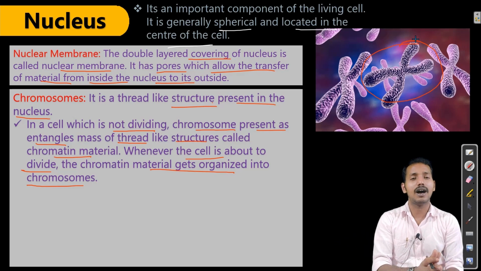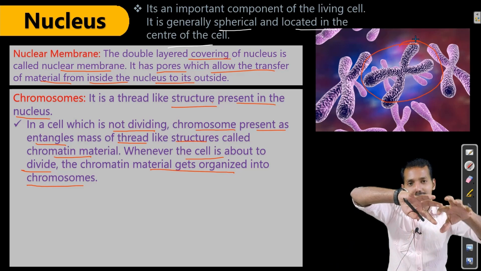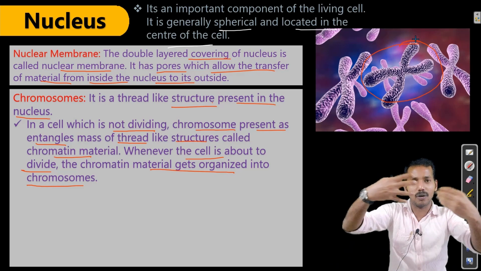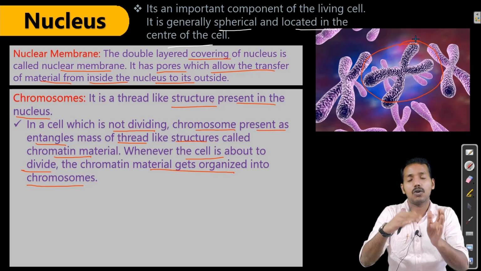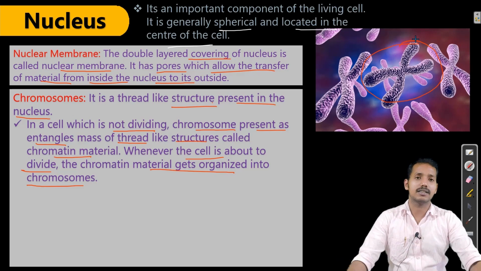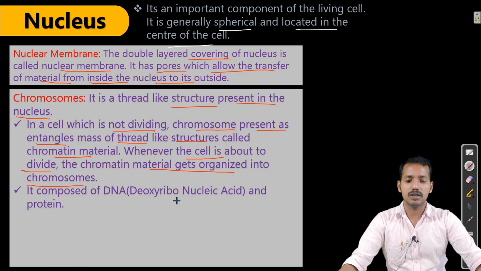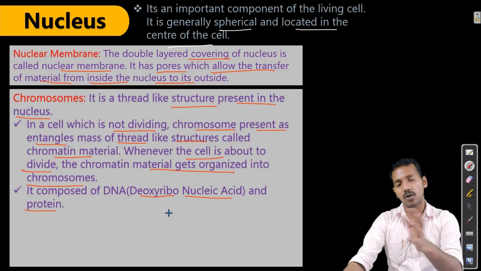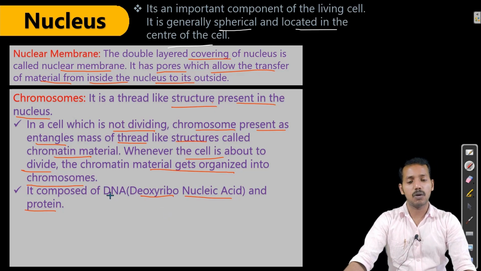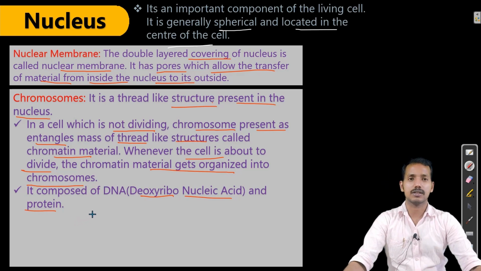That means chromosomes are composed of chromatids. During the time of cell division, this thread-like structure of chromatin gets organized and forms the rod-like structure, that is the chromosome. And again, it is composed of DNA, that is deoxyribonucleic acid, and protein. So chromosomes are composed of chromatin, and that chromatin is composed of DNA, whose full form is deoxyribonucleic acid, as well as some proteins.